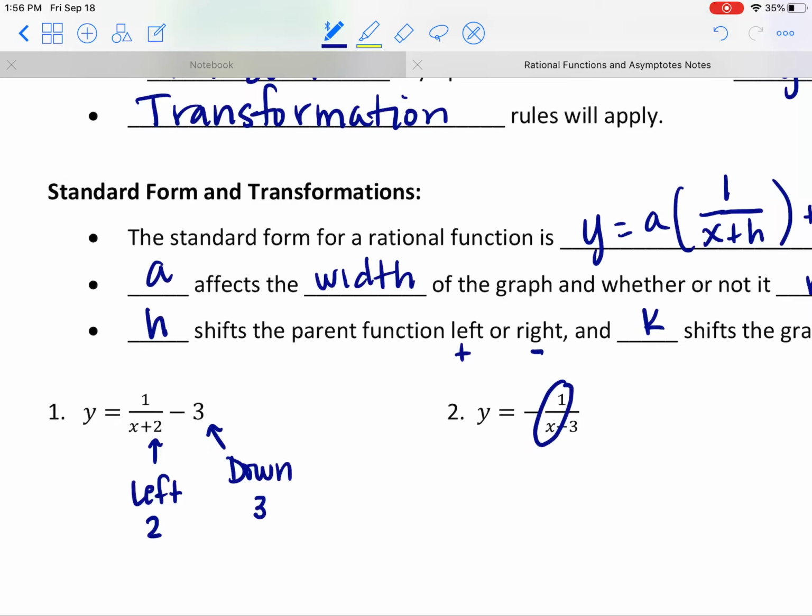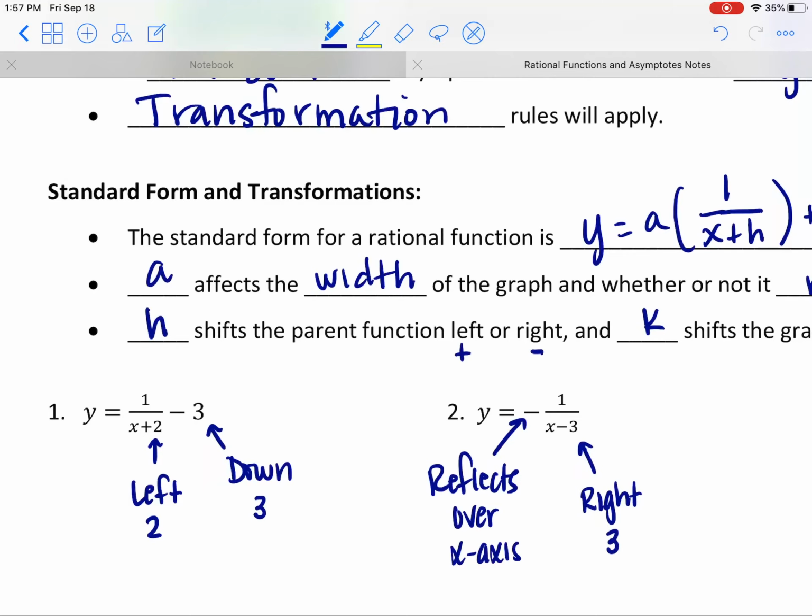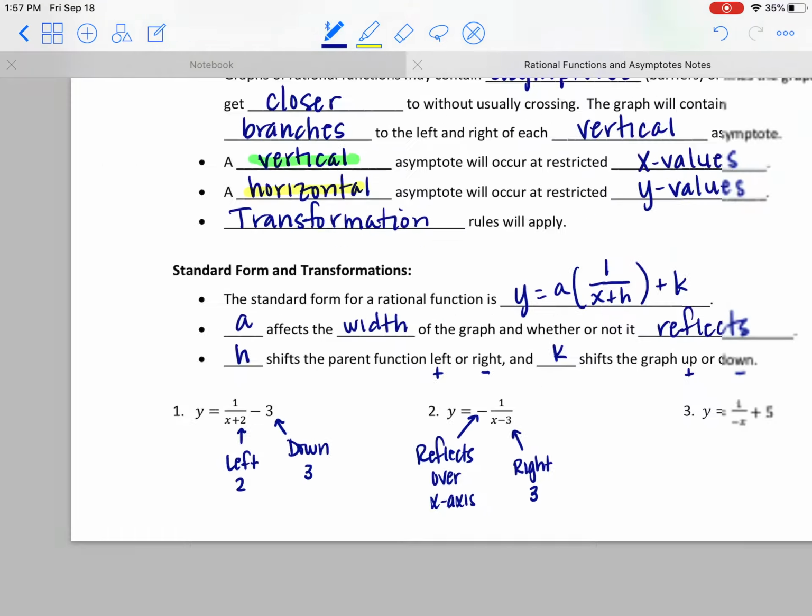And how about the second one here? Again, I can see my parent function, so I know this graph would resemble the parent, but there's a negative in this one, and if you recall, that negative is going to reflect this graph over the x-axis. Reflects over the x-axis. And then there's a minus 3 here, and so when we subtract 3 from the x value, that's going to make the graph go to the right. It's going to translate right 3 units.